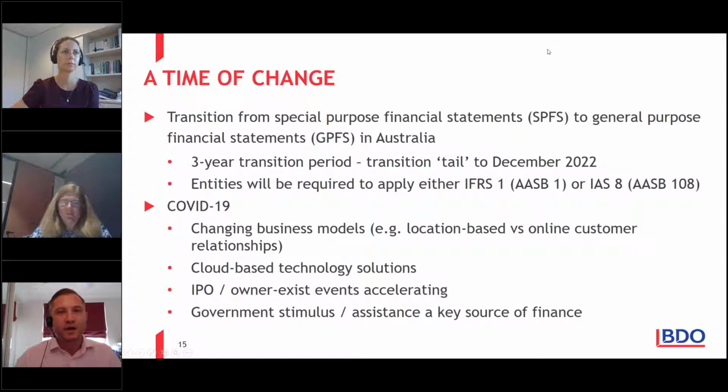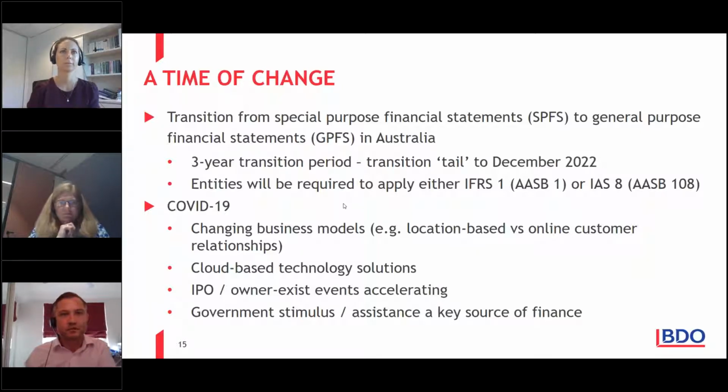The time for change is obviously, as we've been talking a lot the last couple of months, about transitioning from special purpose to general purpose. As we've mentioned, and I think we spent a bit of time on this last month, there's a three-year transition period. I call it the transition tail. That's very much a thing that I've come up with, because everyone's going through this transition in different ways and different forms. We're very much in the voluntary stage at the moment, but mandatory will hit you towards the end of the tail.